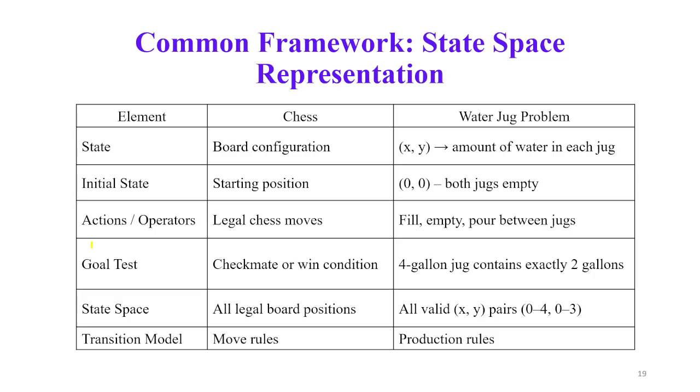With respect to the water jug problem, you specify the states as x comma y. The initial state is both jugs empty, 0 comma 0. Then you can fill the jug, empty the jug, pour the water between the jugs. The goal is to bring exactly 2 gallons of water into the 4 gallon jug. The state space is all valid water moves that you can make. The transition model is represented as the production rules as far as the water jug problem is concerned.